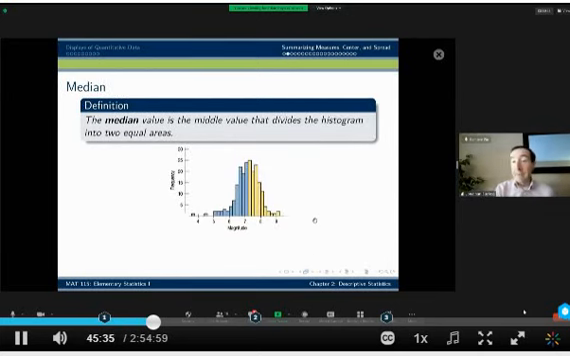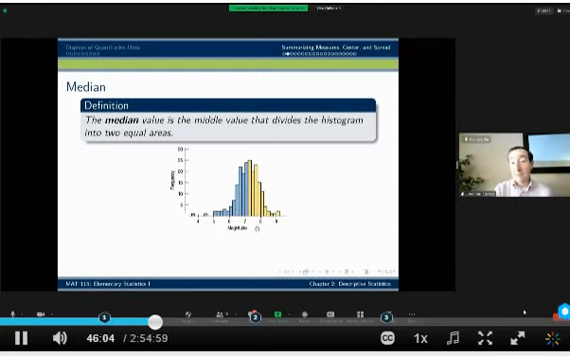Okay, the median. You may have heard this before as well with a finite set of data. The way we calculate the median is we look for the middle value if we were to list the values in order. Okay? Now, in a histogram, you can find the median value as the one location that splits the area underneath the histogram bars in half, where half of it is to the left and half of it is to the right.